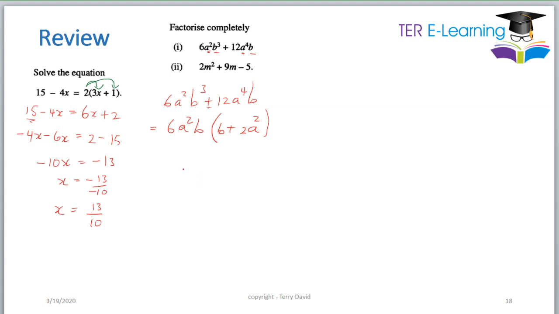So I'll make sure that's correct. Huh? I'm missing something here. This should be b squared, right? Because you want to get b cubed. Alright, so this should have been b squared inside the brackets. Alright, so this is the answer for part 1. That's this.